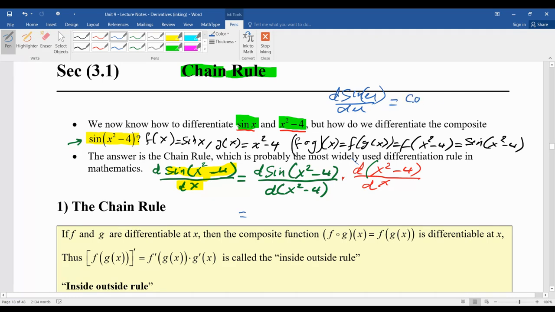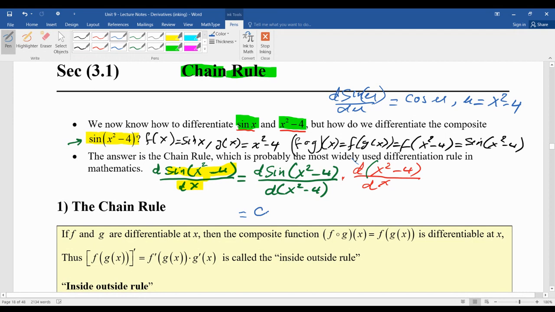That this simply would be cosine of u. How about if I say, well, I have used u to mask the x squared minus 4. So the u is x squared minus 4. So when I take the derivative of sine of u with respect to u will be cosine of u. Well, it's the same as saying derivative of sine of x squared minus 4 with respect to x squared minus 4. It's the same idea.